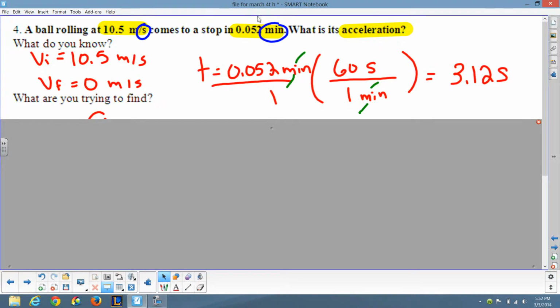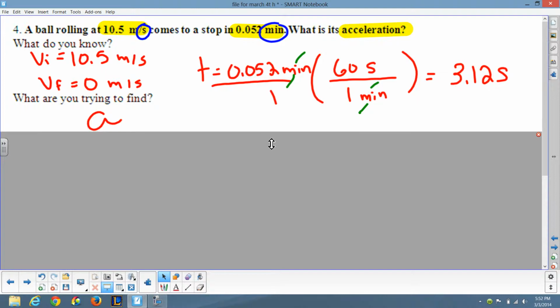Meters per second. My time is given in minutes, so I have to convert my minutes to seconds before I can solve. And here it is right here. Minutes. Here's my conversion factor. My minutes cancel. And here's my final answer.